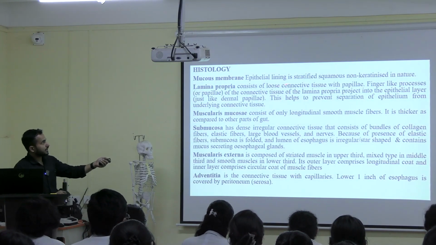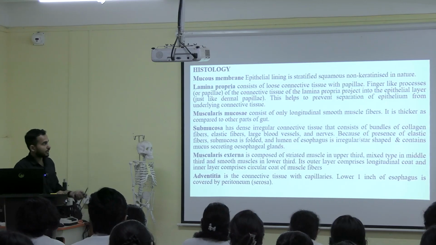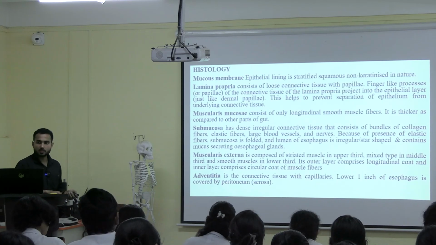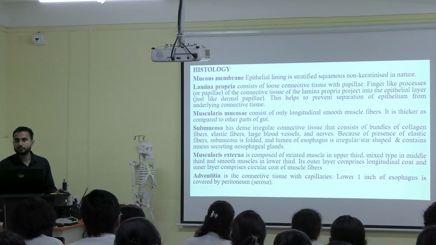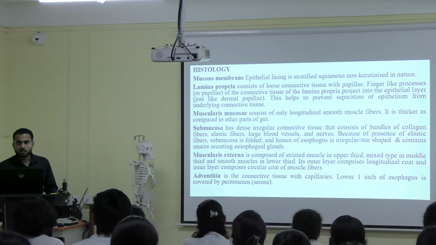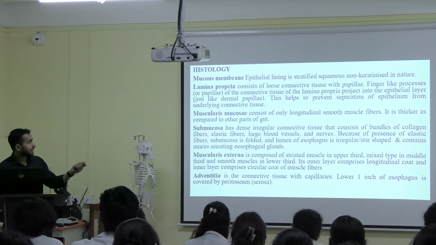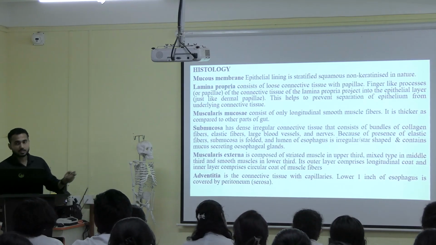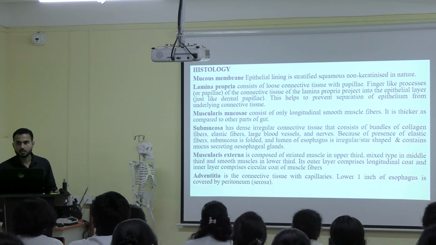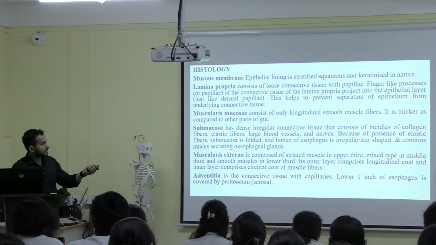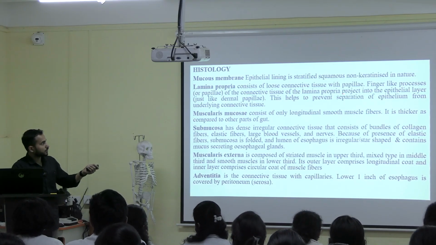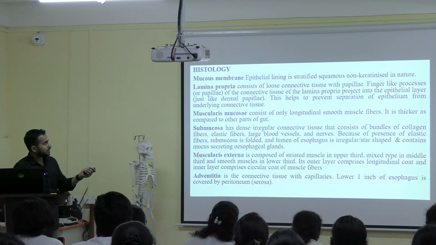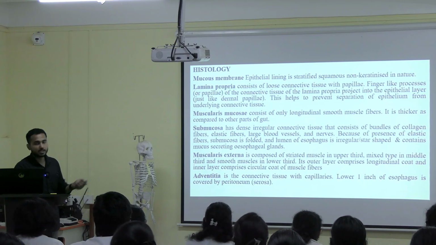So lining epithelium, it is stratified squamous non-keratinized. Next, lamina propria consists of loose connective tissue with papilla. This is very important. This is a unique feature in case of esophagus. The lamina propria is mainly made up of loose connective tissue, but it is having papilla. Now papilla is nothing but finger-like processes. These finger-like processes of the connective tissue project into the epithelial layer. This helps to prevent the separation of the epithelial from the underlying connective tissue.